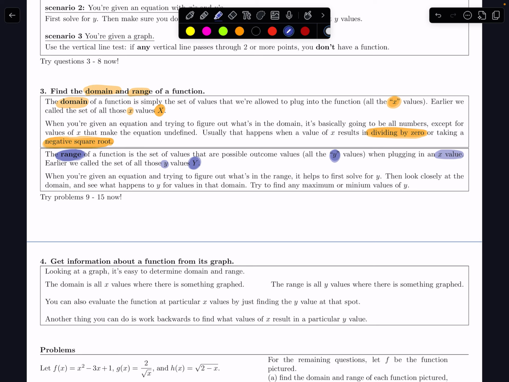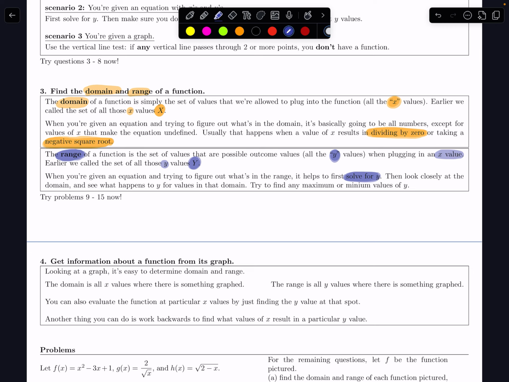Okay, so how do you determine what the range is? This one's a little more ambiguous about the exact procedure. When you're given an equation trying to figure out what's in the range, it helps to first solve for y. That part is pretty straightforward routine. A computer can easily do that. Then look closely at the domain and see what happens to y for values in the domain. So you want to try to find how big or how small y is going to get.